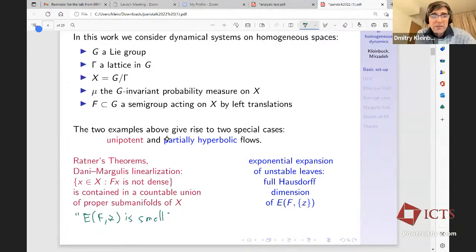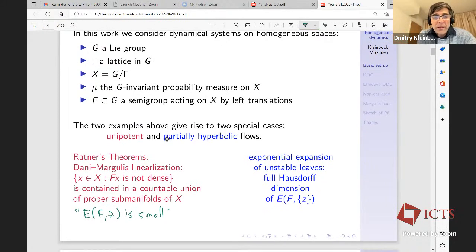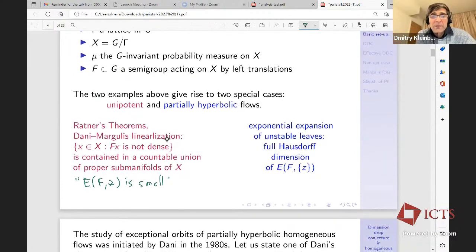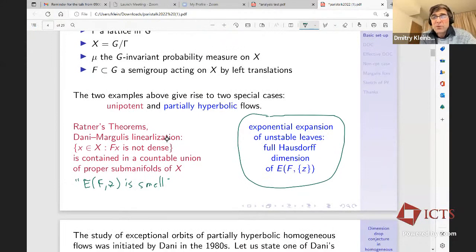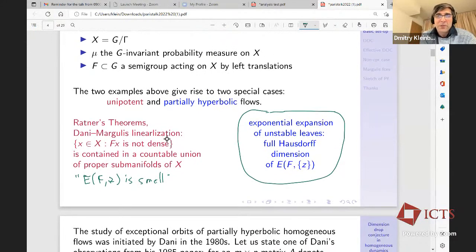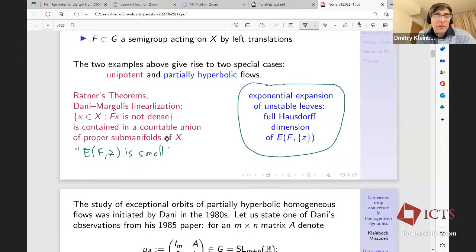Because of certain features of the dynamics, in particular exponential expansion of unstable leaves, one can actually prove that the set of points which don't come close to, say, a fixed point has full Hausdorff dimension. And so, because of this, I'll concentrate on this case for my talk, and of course I have to go back to contributions of Dani because that's his birthday conference. So let me talk about history a little bit.